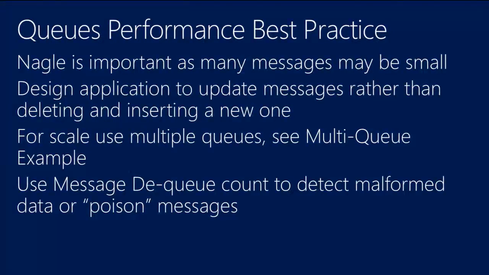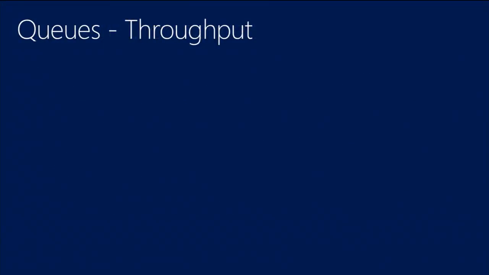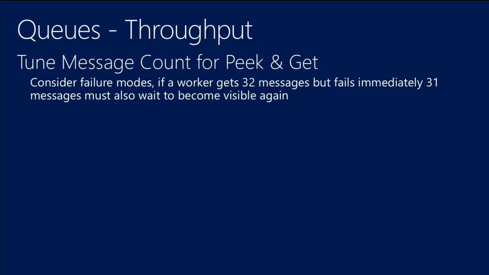I may just take that message and stick it in table storage or somewhere else to let somebody investigate later, and then remove it from the queue so I can keep my roles up without having this issue. So you can detect these poison messages. So for throughput, tune the message count and the peak.